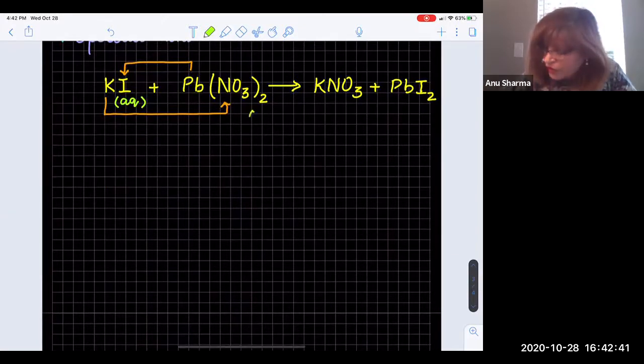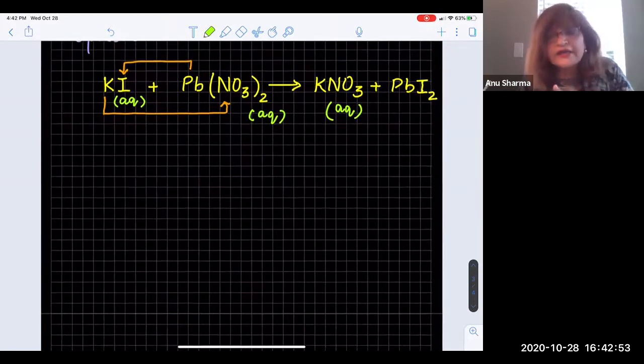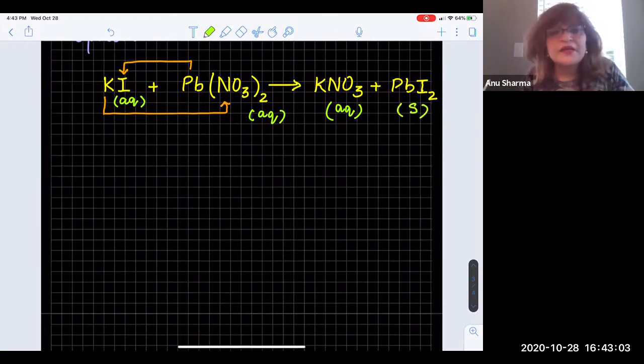Lead nitrate, all nitrates are soluble in water. Therefore, it is also aq. Potassium nitrate, again, is going to be soluble in water. All nitrates, and specifically potassium, which is a group 1A, highly soluble in water. Iodides are all soluble in water except lead iodide and silver iodide. Okay, so this is going to be a solid. This is the precipitate. Okay, now remember that this aq applies to potassium and this potassium ion, and it applies to the iodide ion.